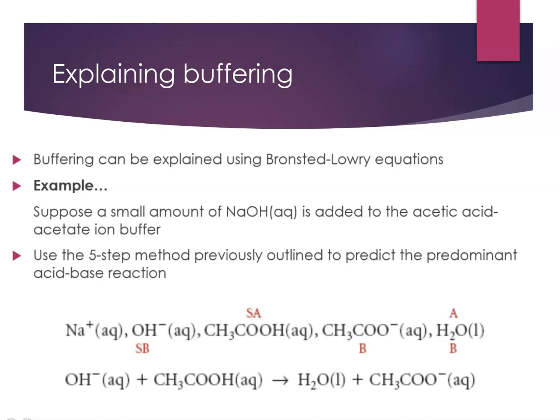In this case, an acetic acid-acetate ion buffer is used. The result of adding a small amount of sodium hydroxide is observed. To determine the expected reaction, list all entities, and then use the strongest acid and base to write the balanced equation. This equation shows you that when sodium hydroxide is added to the buffer solution, the hydroxide ions would convert a small amount of acetic acid to acetate ions.